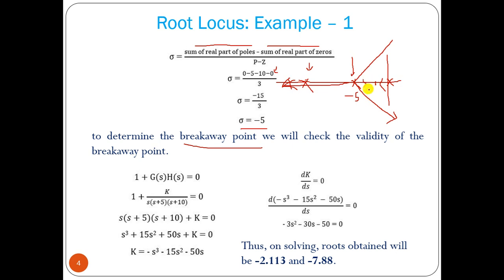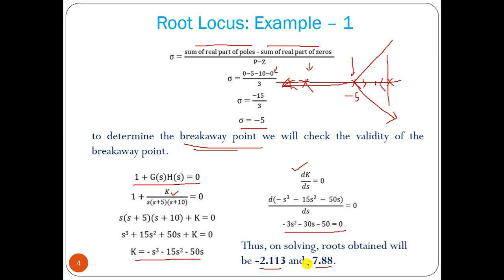Now our aim is to find the breakaway point. How can you find that? You have to write the characteristic equation 1 plus G(s)H(s) equal to 0. Then you have to find the equation for k. What is the value of k? So we can find the value of k. Then you have to find dk/ds equal to 0. From that you find the value of s. So we got these two values.